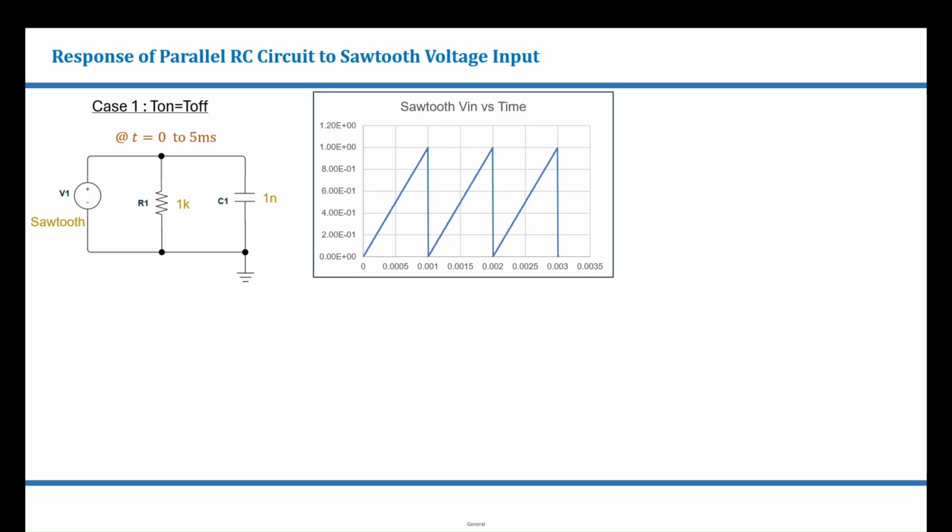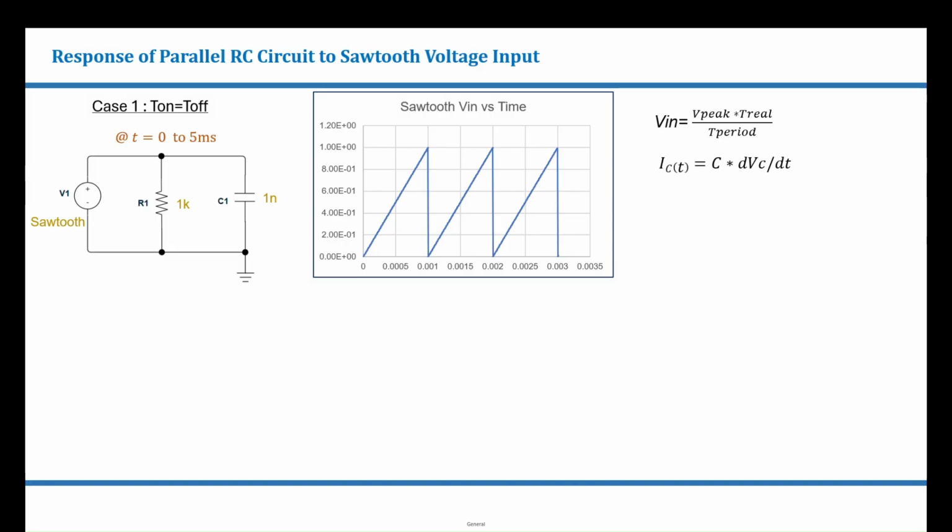Since R and C are in parallel, the voltage seen across them will be same as input voltage. We want to find the current flowing through the capacitor. Current flowing through the resistor will be VR by R, and hence its waveform will also look similar to the input voltage waveform because VR is equal to Vin.